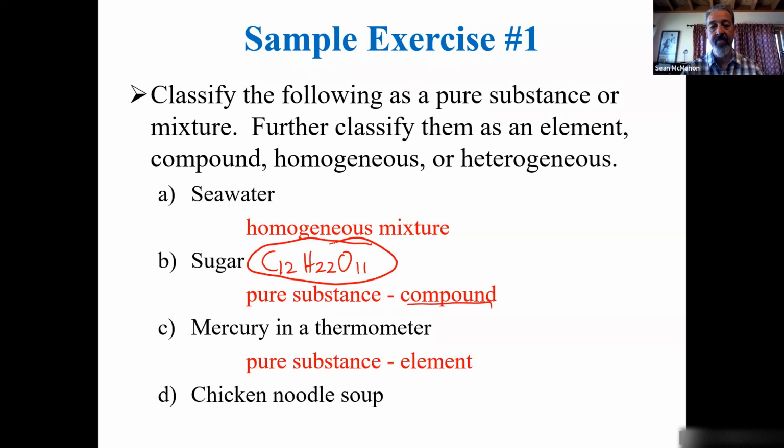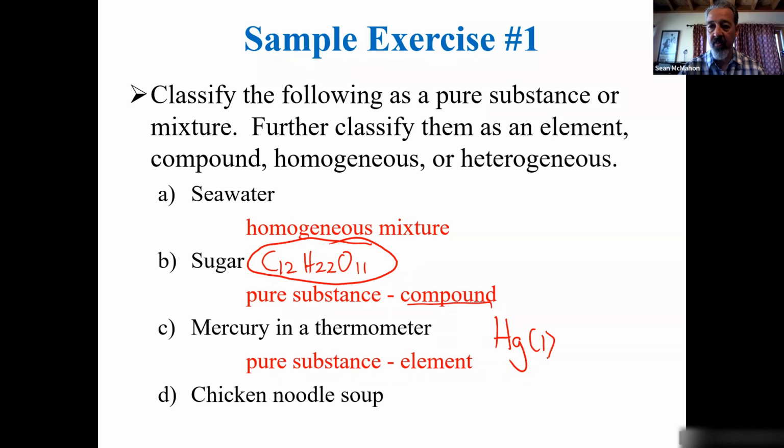Mercury in a thermometer, that's a pure substance and it's an element. If you look on the periodic table, you can find the elemental symbol for mercury, okay? Mercury is kind of unique. It's one of only two elements that are liquid at room temperature, and it's unusual because it's a metal and it's found as a liquid. So that's typically pretty unusual.